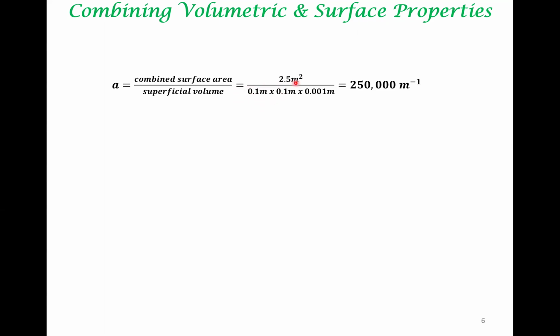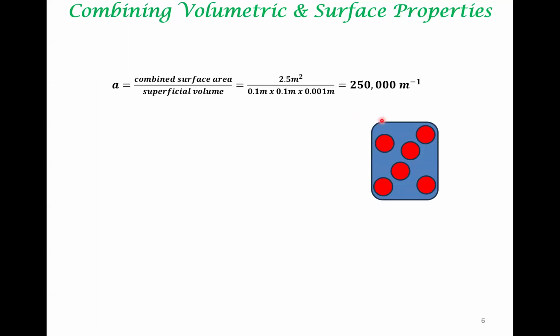So this is much less compared to this surface area. And this quantity A, the combined surface area divided by superficial volume, has a unit of 1 by meter, as you can see from these dimensions. So this is a large quantity, which is indicative of high surface area present in the porous electrode.